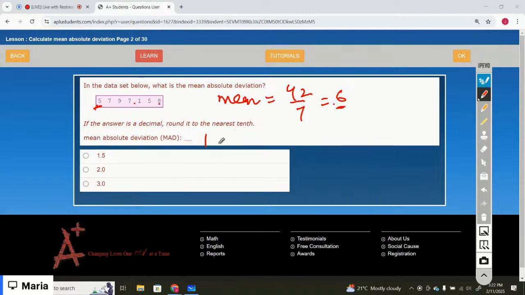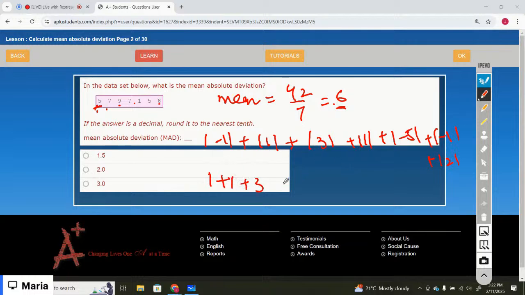5 minus 6, negative 1. 7 minus 6, 1. 9 minus 6, 3. 7 minus 6, that is 1. 1 minus 6, that is negative 5. 5 minus 6, negative 1. 8 minus 6, 2. I subtracted each value in the dataset out of the mean, and now I'm going to calculate their absolute values. Absolute values means all the values are positive.